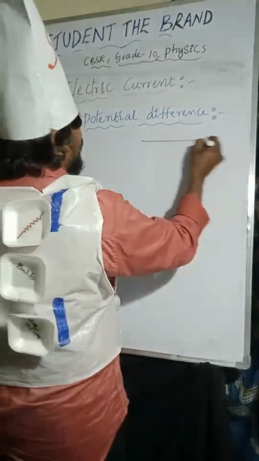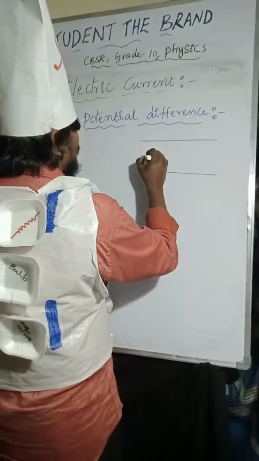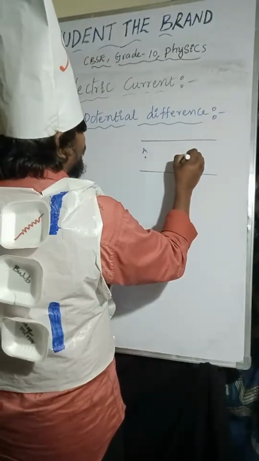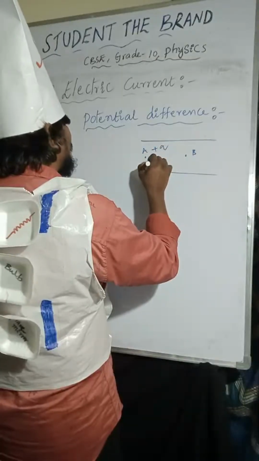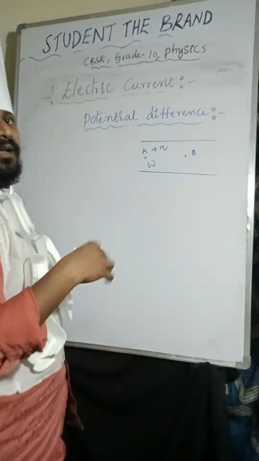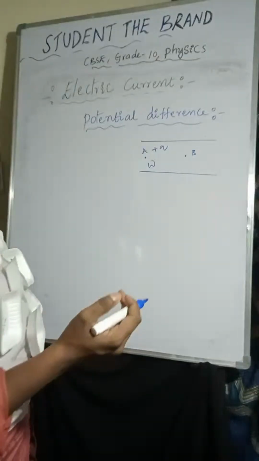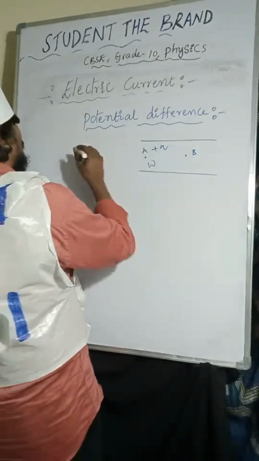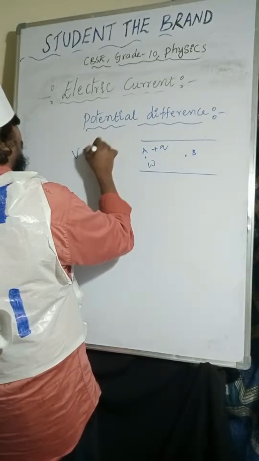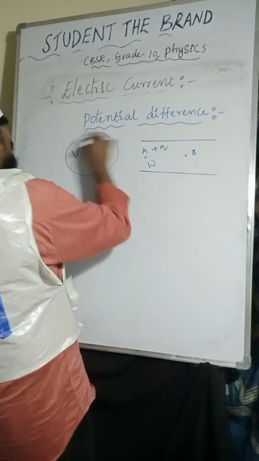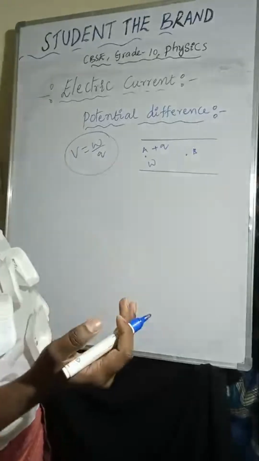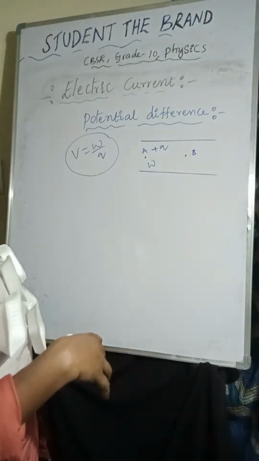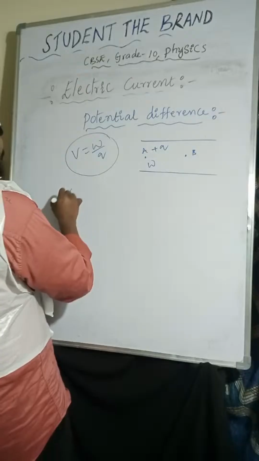Here I am taking a point A and a point B. We are doing some work on the positive charge. Work done to bring unit positive charge from one point to another point within the conductor is called potential difference.